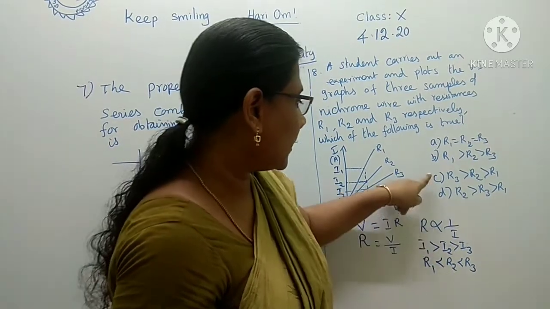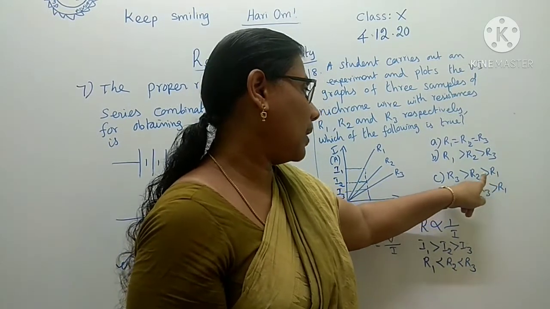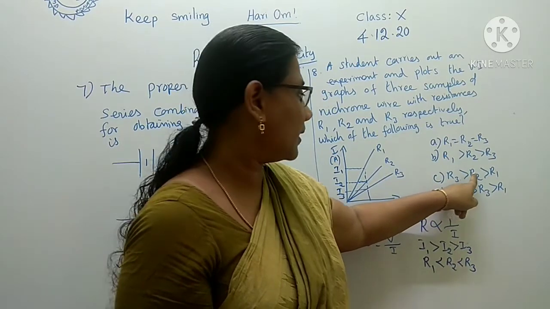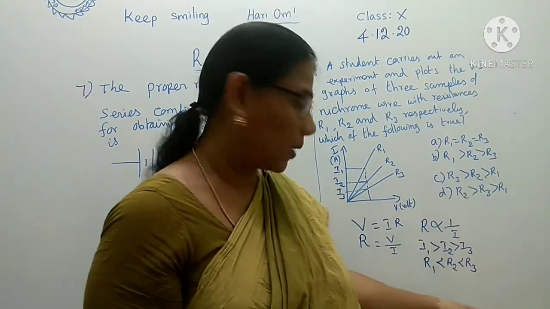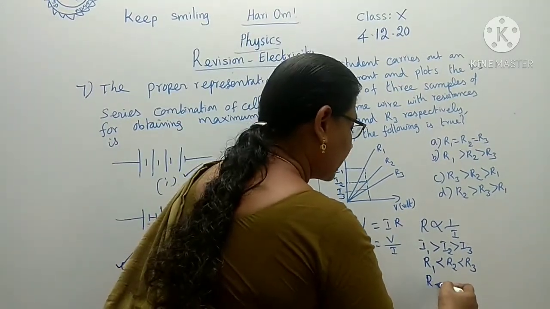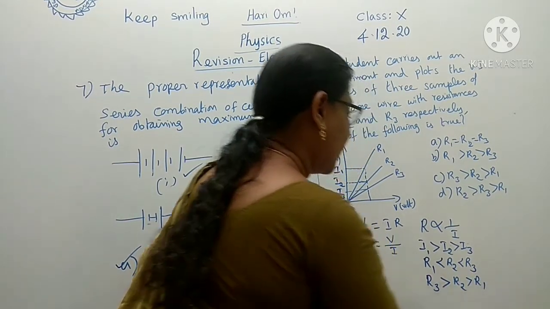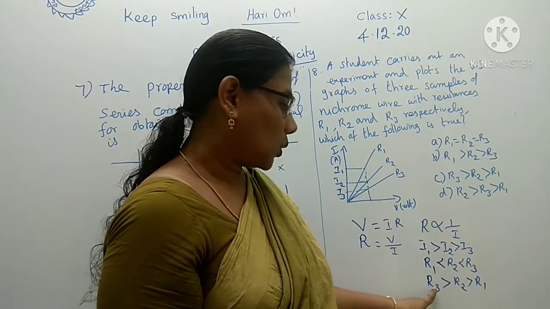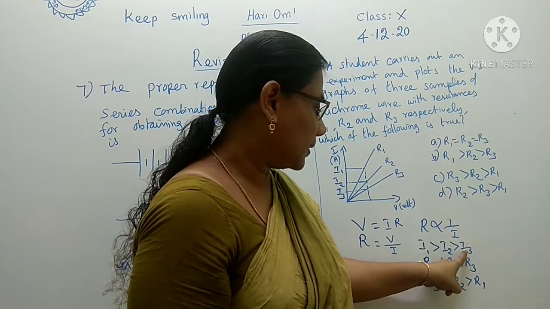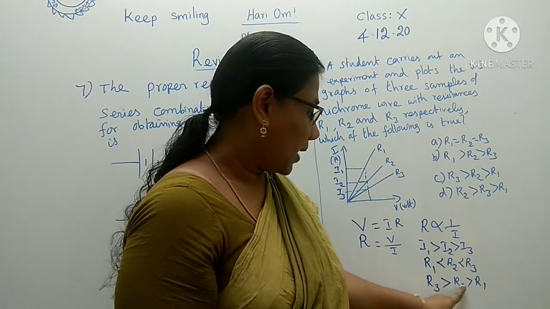If we see this answer, we cannot find it directly, because here R1 is less than R2 is less than R3. But here what is given? R3 is greater than R2 is greater than R1. So in the reverse order we can write R3 is greater than R2 is greater than R1, because I3 is less, so R3 is greater. Then I2 is greater than I3, so R2 is less than R3. This way we can write.